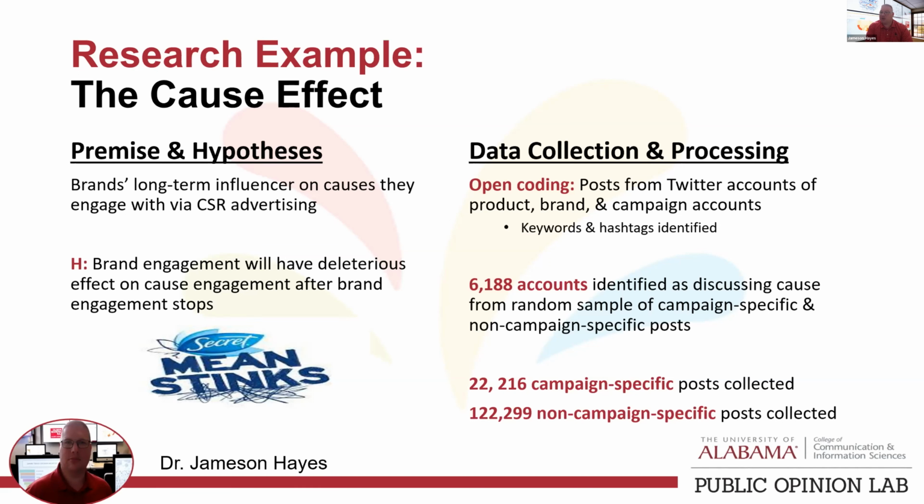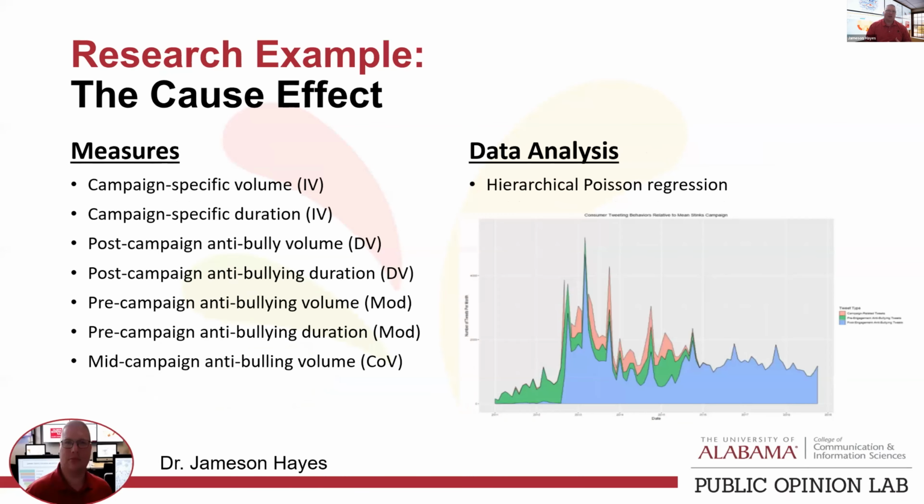We ended up with 22,000 and change in terms of campaign specific posts, and 122,000 and change of non-campaign specific posts. So our measures, just from data we exported, ended up being campaign specific volume and campaign specific duration, post campaign anti-bullying volume, post campaign anti-bullying duration. And then we had moderators and covariates also derived from the same thing. We used this data and did a simple hierarchical Poisson regression.